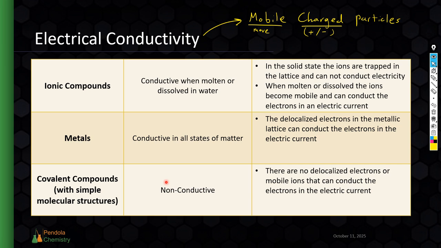All right? So just remember, if we're talking about electrical conductivity, first of all, figure out if it's ionic, metallic, or covalent, like we always do with physical properties, and then think to yourself, does it have a mobile charged particle? If it does, it conducts electricity. If it does not, it does not conduct electricity.